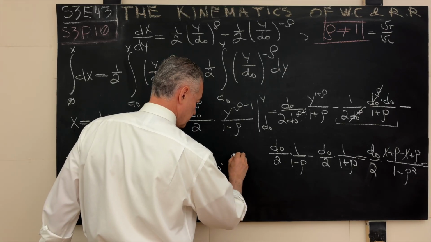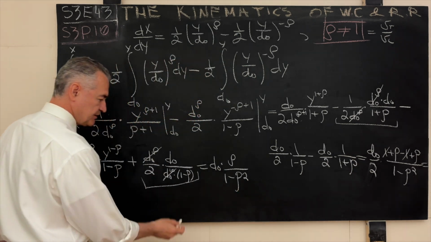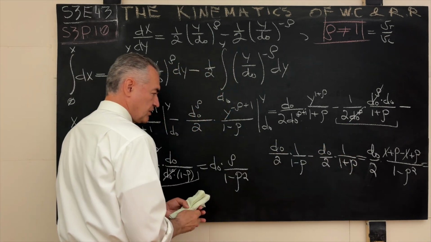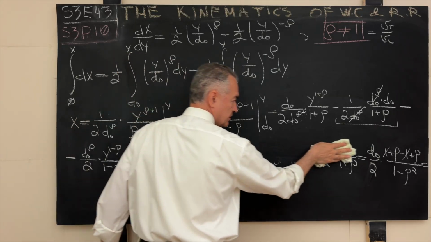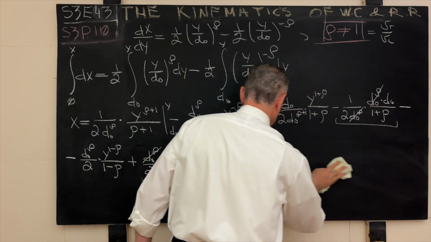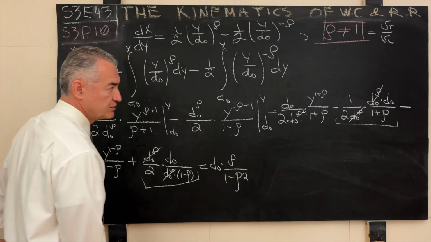d0 times rho divided by 1 minus rho squared. This is the contribution of this constant term, and we can erase this material. You understand how it came into existence. This is, again, nothing but middle school arithmetic. And now all we have to do is write down carefully.